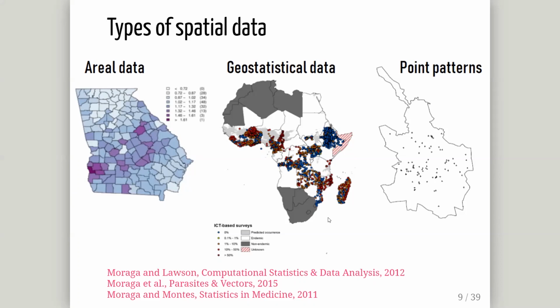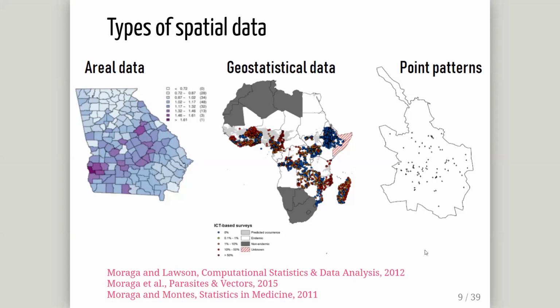In geostatistical data, we assume that the risk is a spatially continuous process that we can measure at specific locations. Here, for example, we have prevalence surveys of lymphatic filariasis, where we have conducted surveys at these specific locations, and we have measured prevalence. And the objective is to predict what is disease risk in areas that are not sampled.